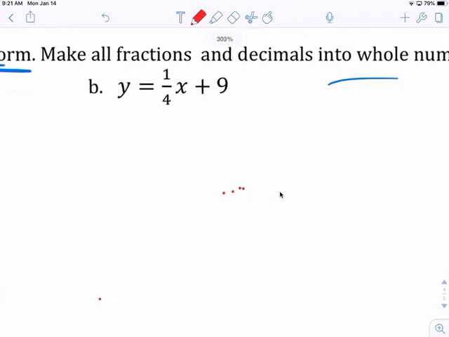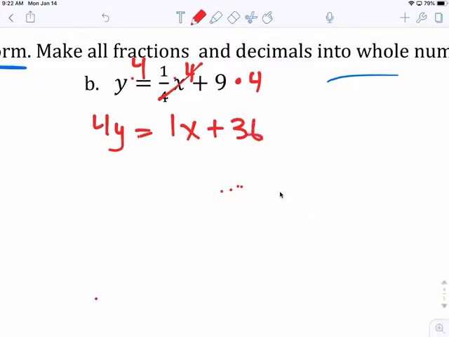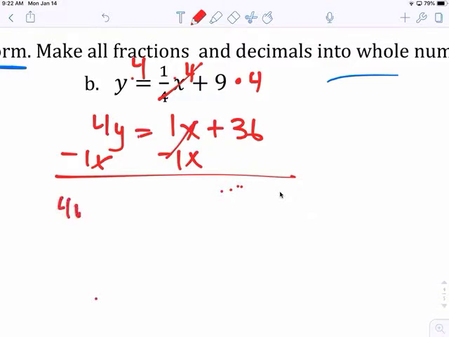This is slope-intercept form, we want standard form, okay, by multiplying it all by 4, the least common denominator, you get 4y equals 1x plus 36, minus 1x, minus 1x, you get 4y minus x equals 36.